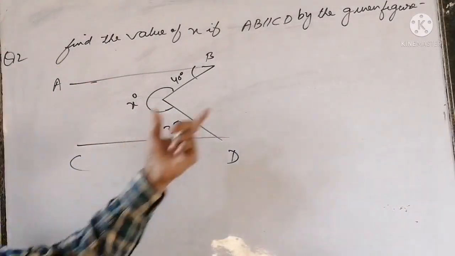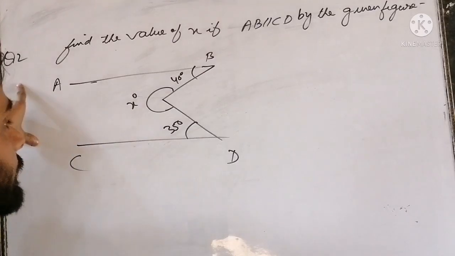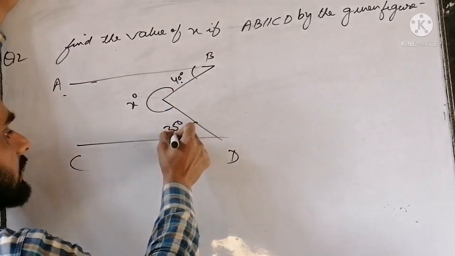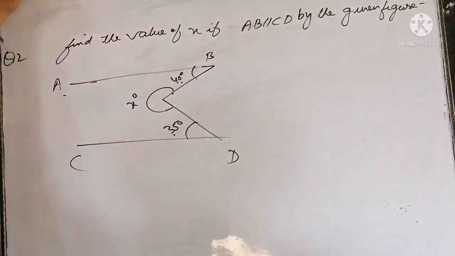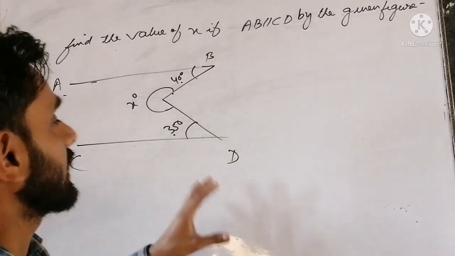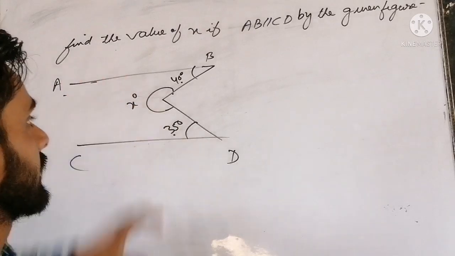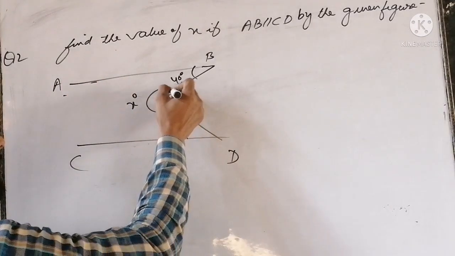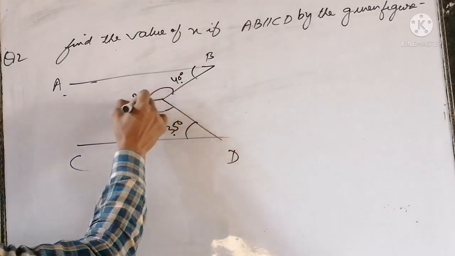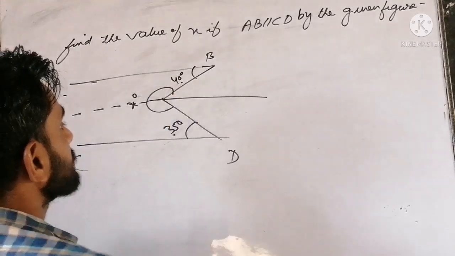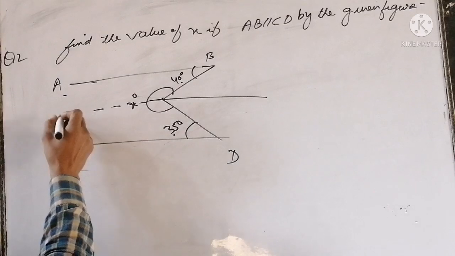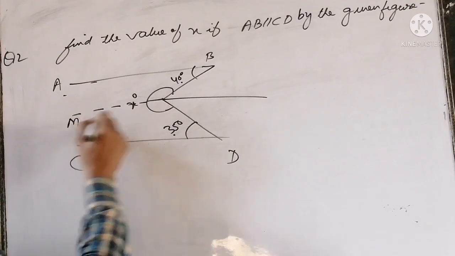Question number 2: AB is parallel to CD, this angle is 40 degrees, and this angle is 35 degrees. Find the value of x. How can you find it? You can draw a line parallel to AB or CD. We will give it the name MN.